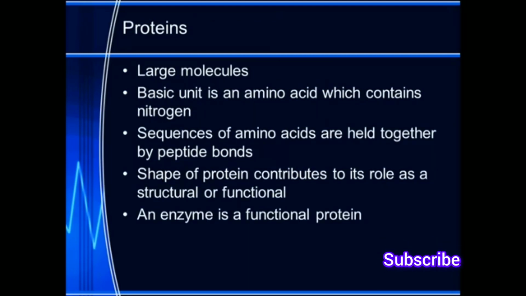Proteins are another element in our body, and they are large molecules, and the basic unit of the protein is something called an amino acid, and in the amino acid, the base part of that structure is nitrogen. Now, the sequence of amino acids is held together by a bond called a peptide bond. The shape of proteins contributes to their role as either being structural or functional. Your book describes this a little bit more in detail as we discuss things like collagen versus something functional like an enzyme. As we mentioned before, an enzyme is a functional protein.